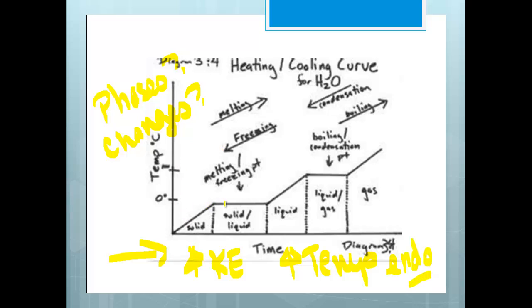Again, it just labels your solid, your melting point, your freezing point, where the solid and the liquid are present, your liquid only, liquid and a gas, gas, and then the phase changes that are taking place.